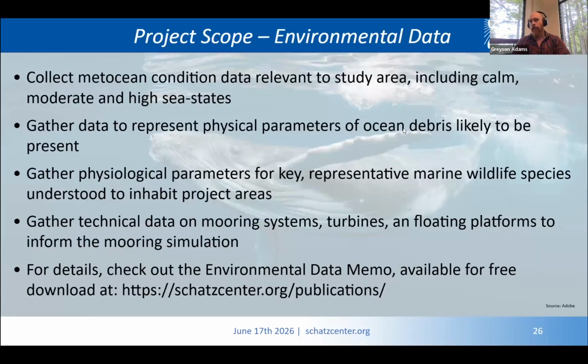So our scope included collecting environmental data, and that covers a pretty broad swath of things. So we needed to collect met-ocean condition data related to the operating environment for both the Humboldt and Morro Bay areas. We needed to understand what kind of physical parameters of ocean debris would be present in the area. And we needed to understand the physiological parameters for representative species of the animals that would potentially be interacting with these systems. And then finally, we needed to understand and gather technical data on the mooring systems itself. So the floating platforms, the turbines, and the mooring systems.